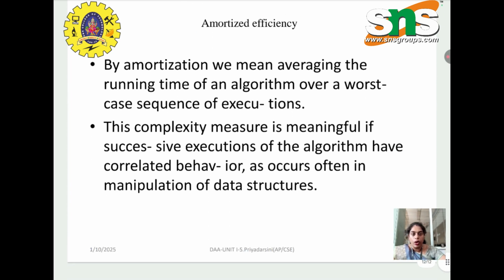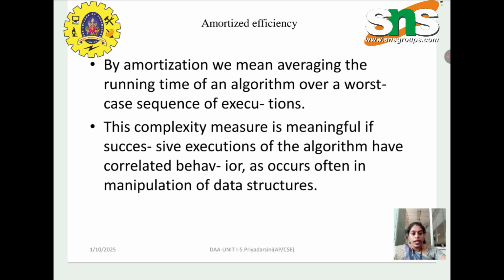Last, we will be seeing about the amortized efficiency. A more advanced concept is this topic. This is useful when an algorithm performs inconsistently across various operations. For example, in a dynamic array like array list or vector, inserting an element usually takes order of one time. But occasionally, when the array resizes, it takes order of n time. Over many operations, we average out the cost.